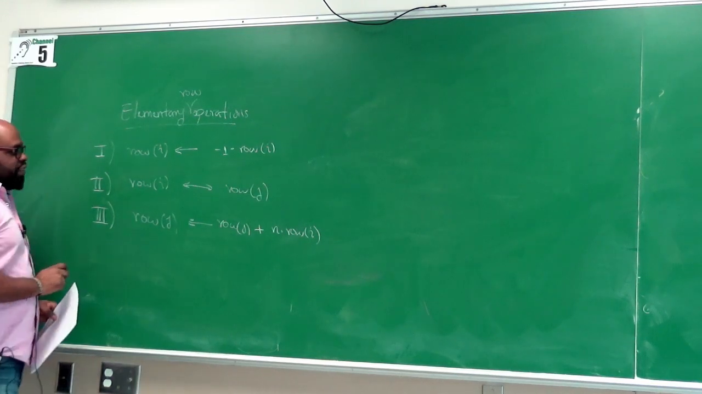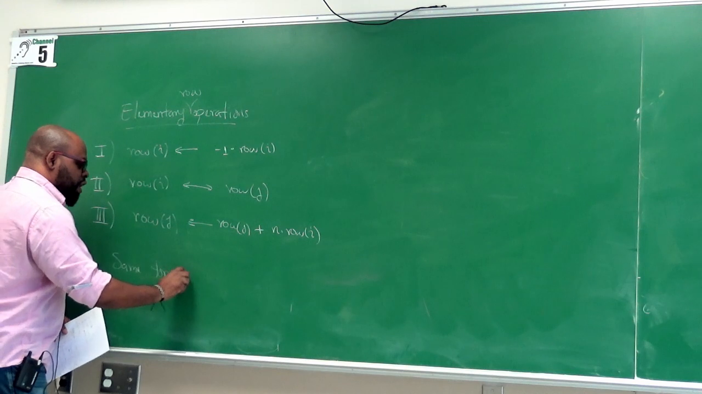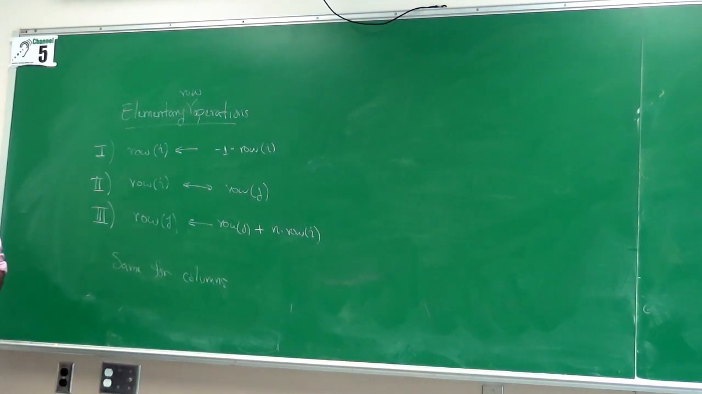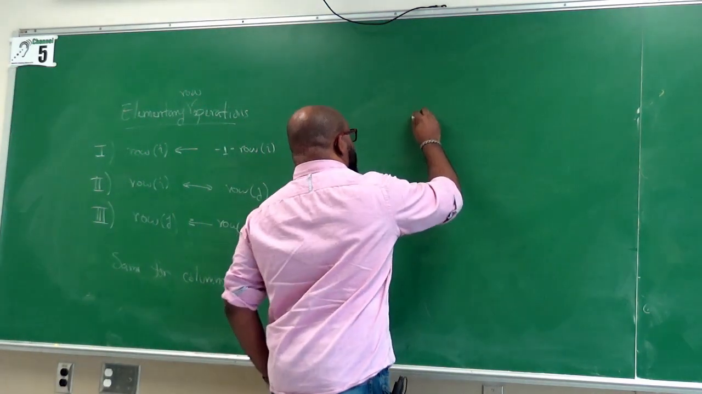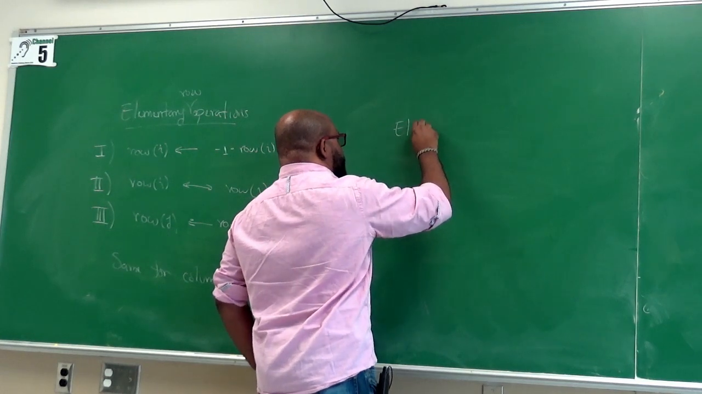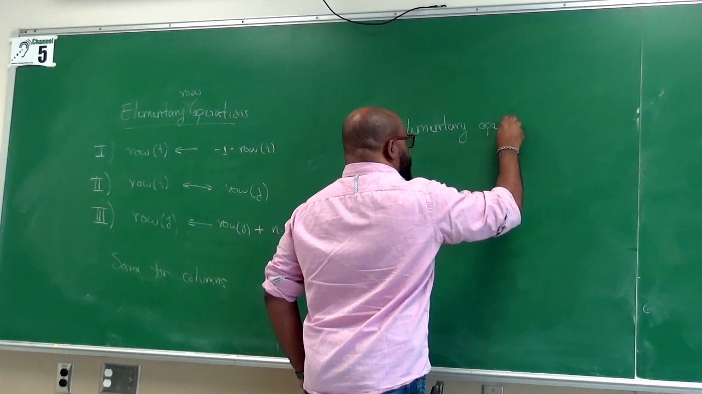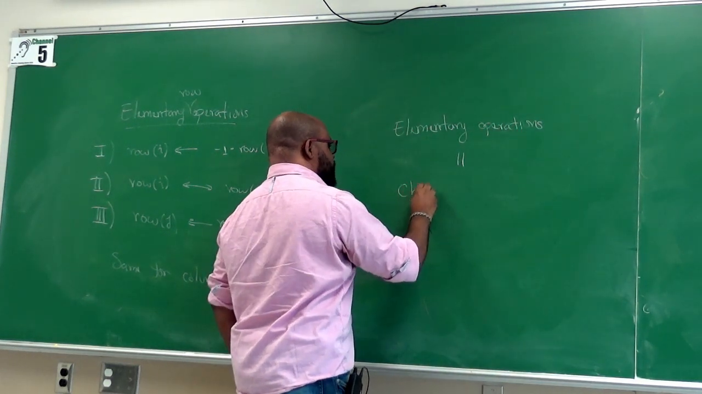And we have similar operations for columns. Okay? So these were the three basic operations we saw that we could apply to integer matrices. And then the main point is this idea that doing elementary operations is exactly the same thing as changing bases.